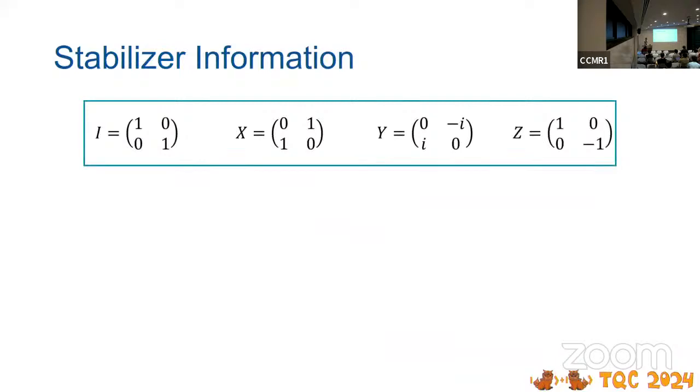Okay, so what exactly is stabilizer information? Hopefully this is also a review for you, but there are these matrices called the Pauli matrices.